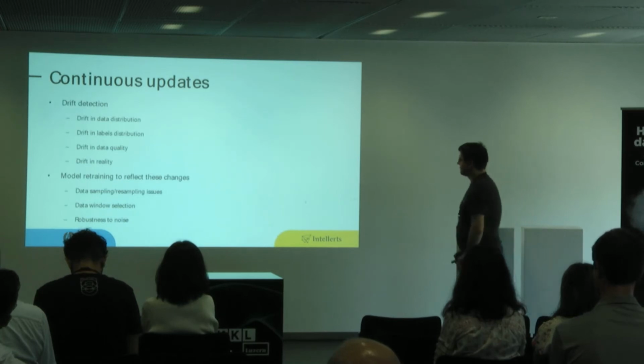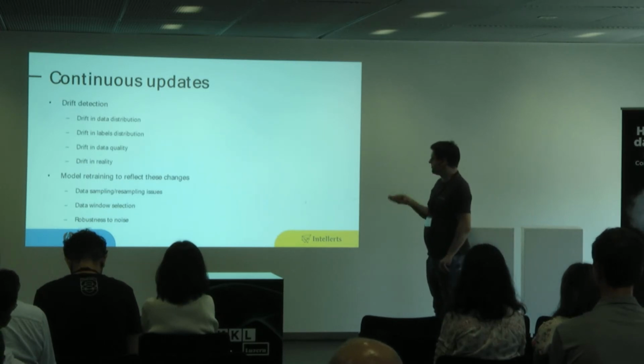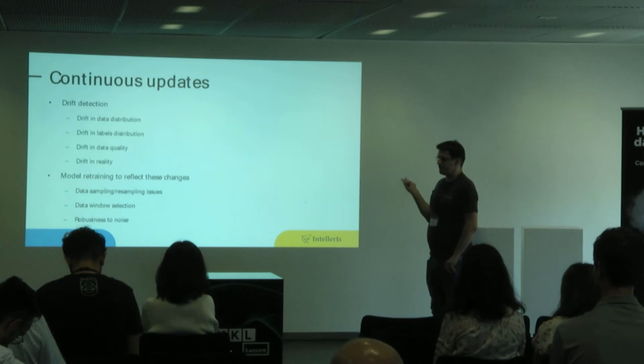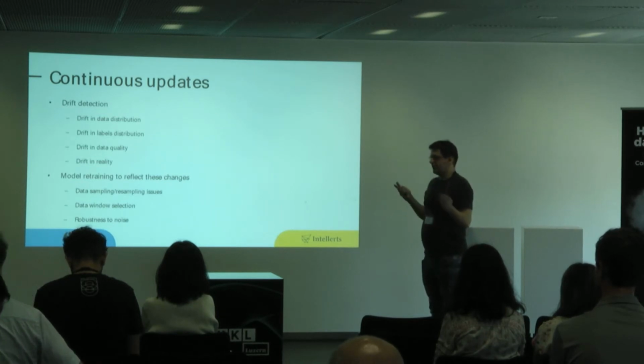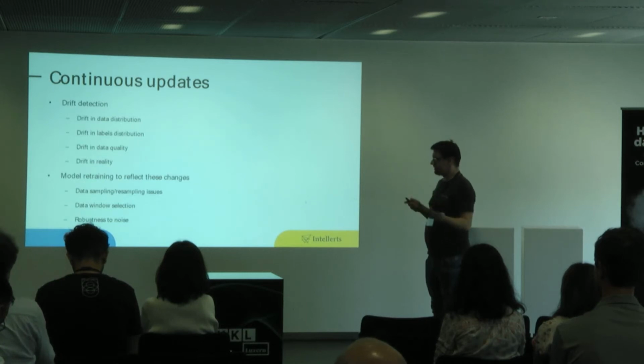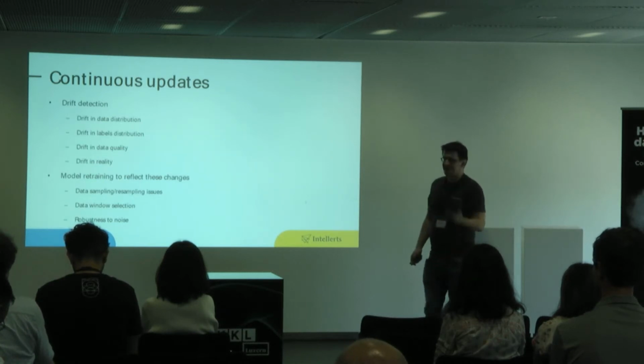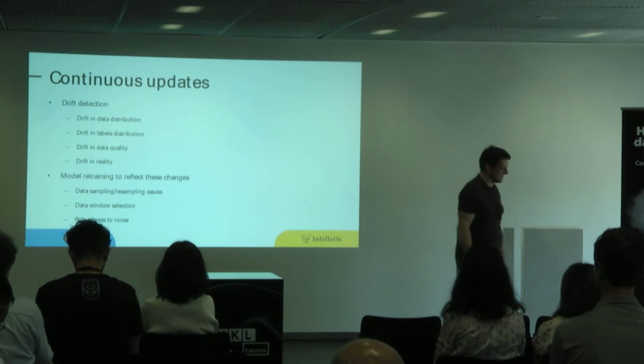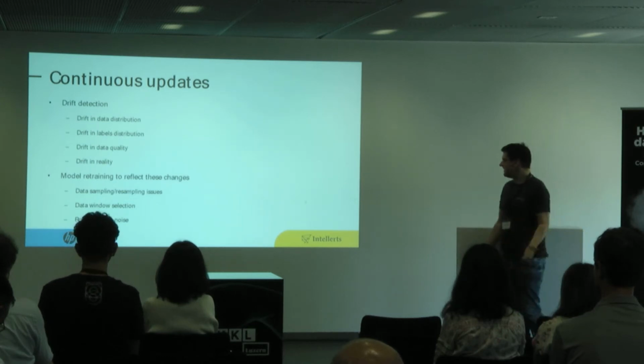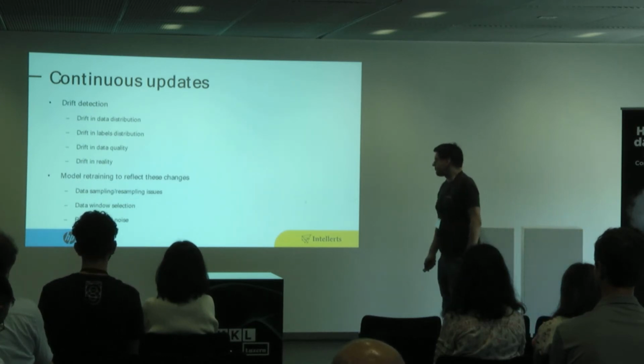continuous modeling. We may face multiple issues, especially drift detection: drifted data distribution, feature distribution, label distribution, drifting data quality. The level of data quality might drop suddenly or unexpectedly. Again, drifting reality: it happens that the data doesn't represent reality at all. This also should be taken quite seriously.